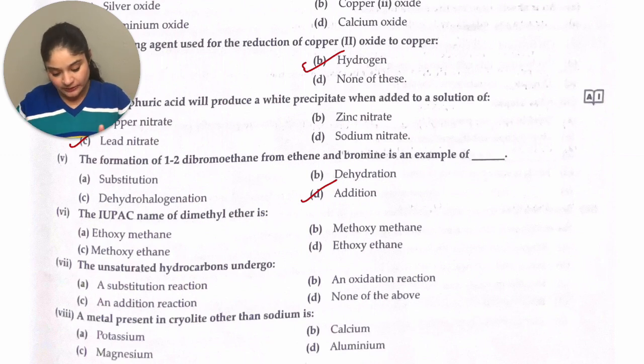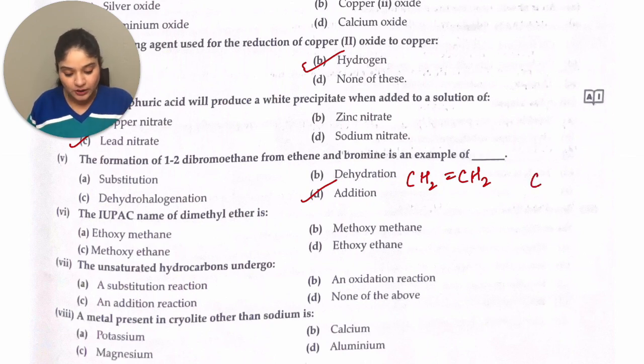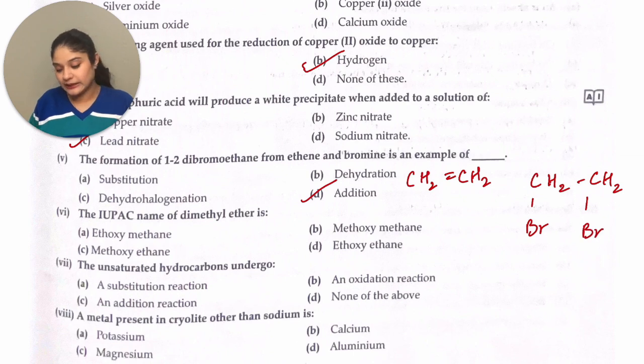So what happens in this case is, let's say you have CH2, okay. So you have 2 hydrogens here. So what will happen is one of the bonds will break. So this will make space. So CH2, and over here your bromine will get connected. So this is addition reaction. Let's move to the next part.